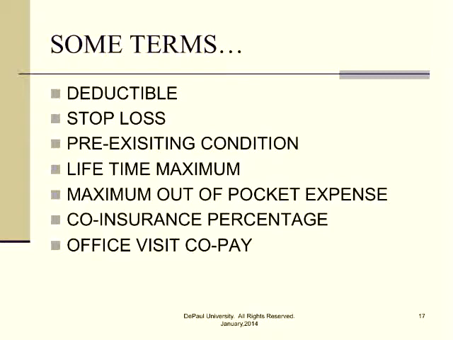The lifetime maximum is one of the items that is going away in the new law, but currently many people still have them, which means that you have a $1 million or $2 million or $5 million benefit. Your deductible plus the co-insurance percentage to the stop loss is your maximum out of pocket, MOOP. And that's what most people are concerned about, is the maximum out of pocket. Your co-insurance percentage, I've already explained, and some policies have what's called an office visit copay.